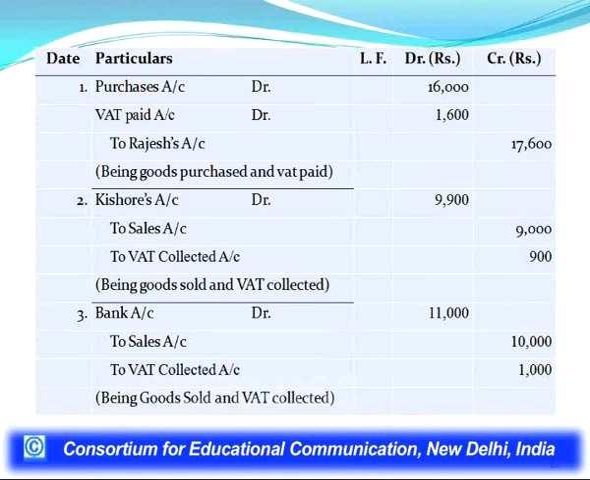So, selling price is 9000, while the VAT to be collected at the rate of 10% is 900. So, the total amount which is receivable from Kishore is 9900. So, the entry will be Kishore's account debit to sales account to VAT collected account.